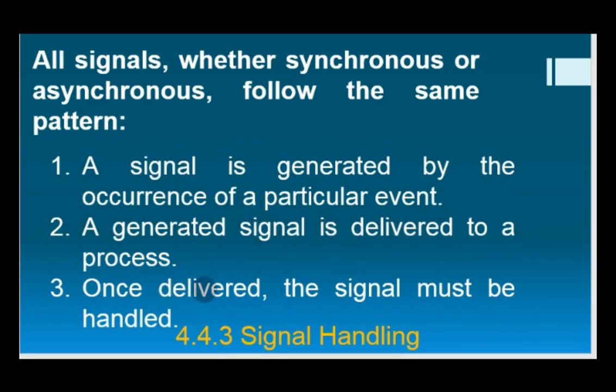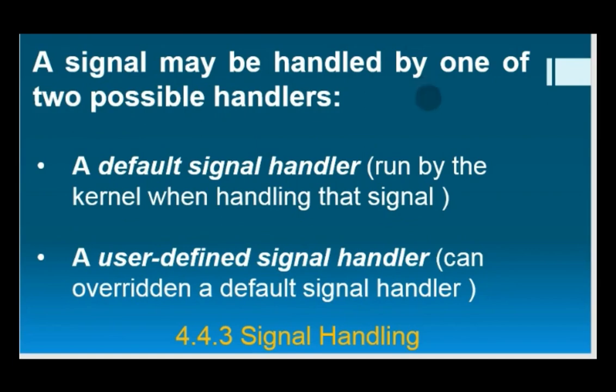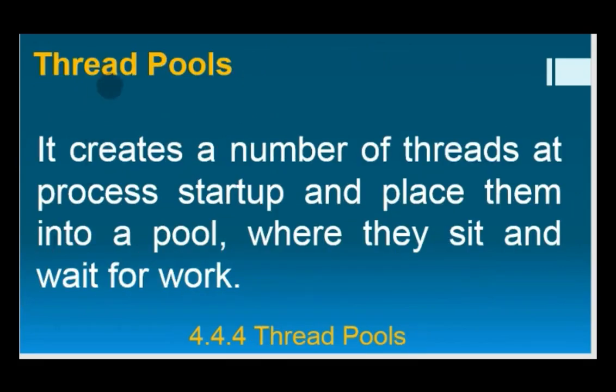Second, a generated signal is delivered to a process. And the third, once delivered, the signal must be handled. A signal may be handled by one of two possible handlers. First, a default signal handler run by the kernel when handling that signal. The action that a script or program performs when it receives a signal is called the default action. The second one is a user-defined signal handler, which can override a default signal handler.